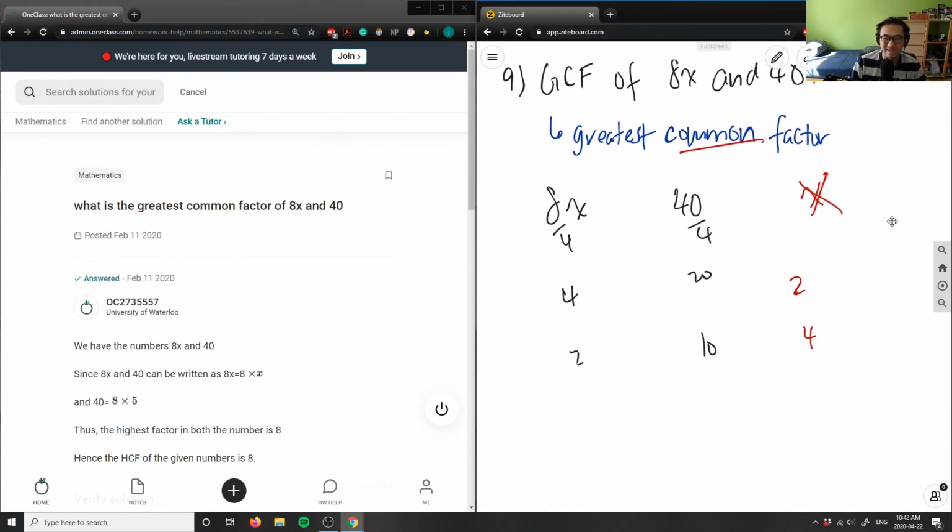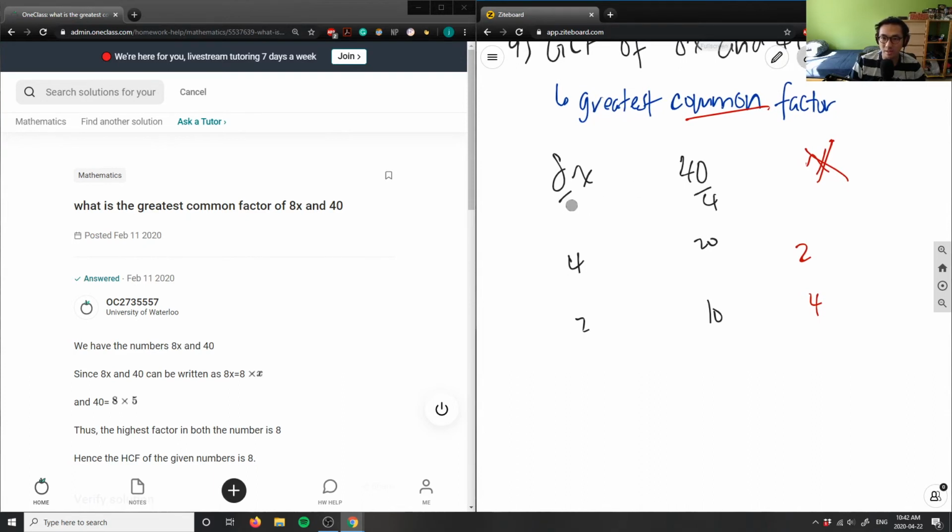Then is there a bigger number that we can try? The next one, in terms of even numbers, would be 6. If you can already guess, 6 is actually not a common factor, because 8 divided by 6 doesn't give us a whole number. It gives us, I believe, 1.33. So let me skip 6 and go directly to 8. 8 divided by 8 is obviously 1, and 40 divided by 8 is 5, which means both of these have a common factor of 8. And this here will be my greatest common factor.